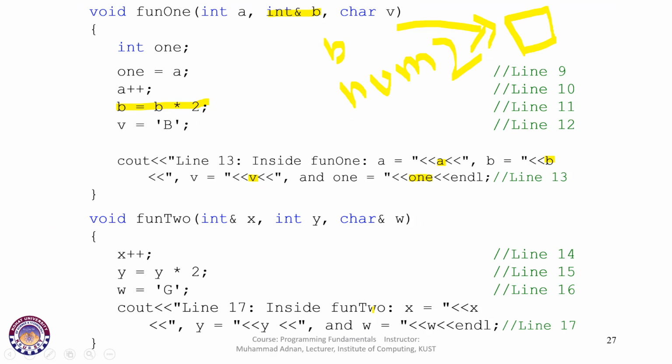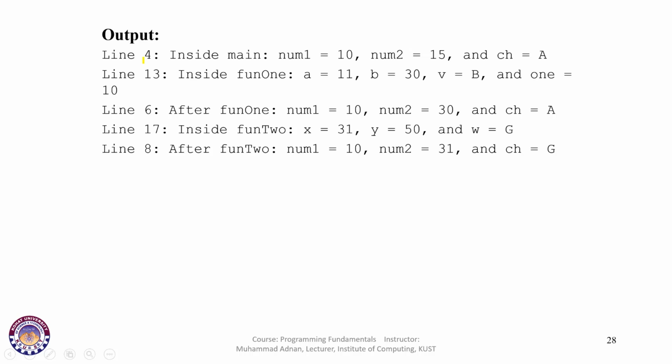Okay, so let us run this program. First we are in the main function where the value of num1 is 10, the value of num2 is 15, and ch is 'a'. Then inside function 1 we display the values of a, b, v, and l, which are 11, 15, and 30.